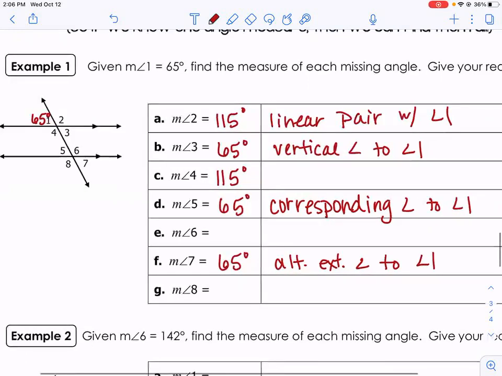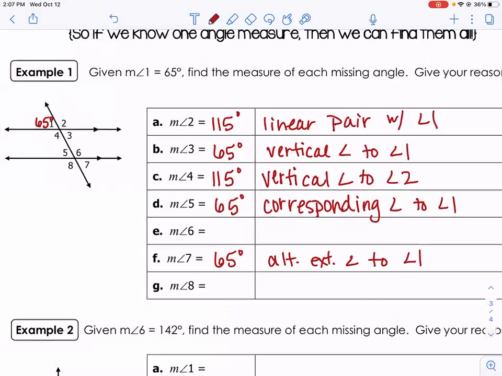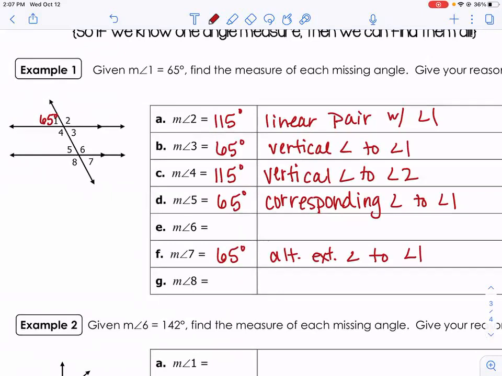So there's 2 different things we could say about it. That's not one of them. With the information that we have, we can either relate it to 1 or we can relate it to 2. Which one would you like? 2. Okay, what's its relationship with 2? So it's a vertical angle to angle 2. Or you can say that it's a linear pair with 1. Either is fine. Okay. Carson, the measure of angle 6 is what?